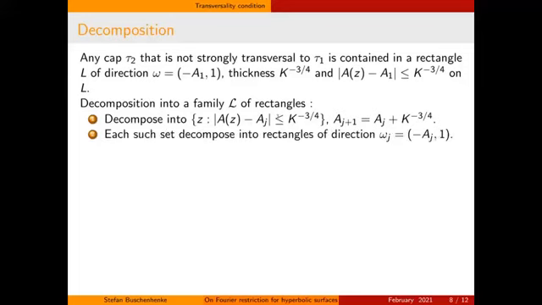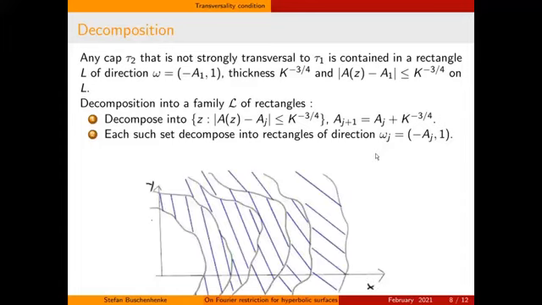And then inside each of these sets, you decompose into rectangles in this direction of thickness k to the minus 3/4 and maximal length. So it may look like this. I try to draw this here. The green lines are the level sets of A. So in between, this corresponds to these sets here between the green lines. And then these sets we decompose into these rectangles.